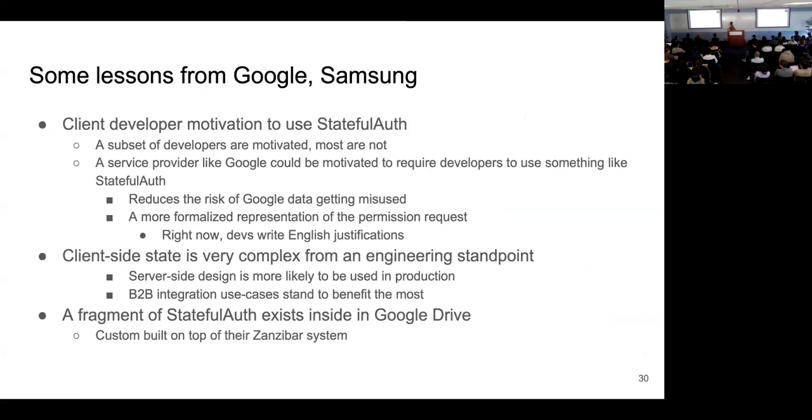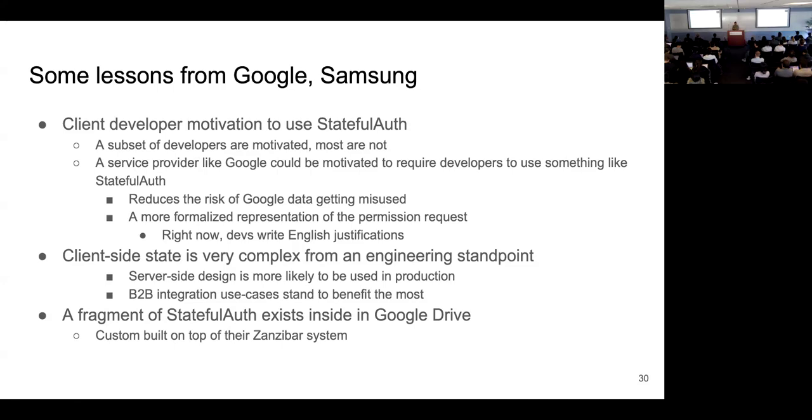Okay. So part of this work is funded through a Google Faculty Award. What that gives you is the ability to go and talk to actual people who are building the stuff. So I went to the Google OAuth team and gave the workshop presentation. One of the big questions was client developer motivation: why do they care? They said some subset of developers are motivated, the big ones like Trello and Zoom. But there are many other client developers who don't care.